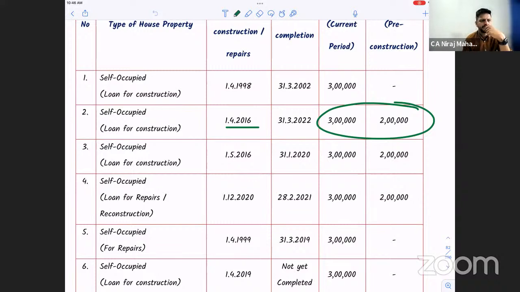What is the answer for case number 3? Final answer for case number 3. Deduction under section 24B is rupees.